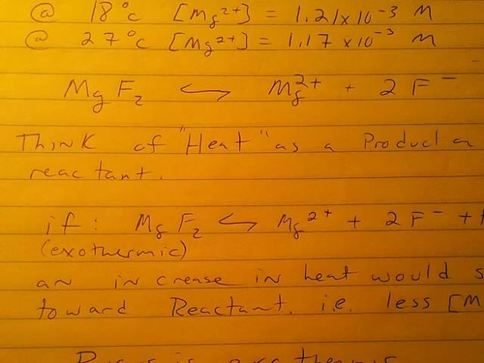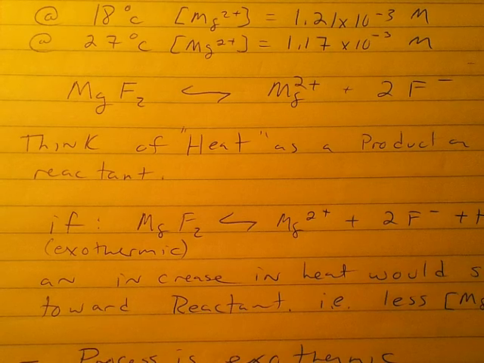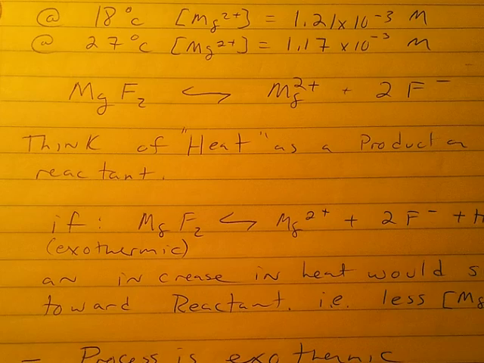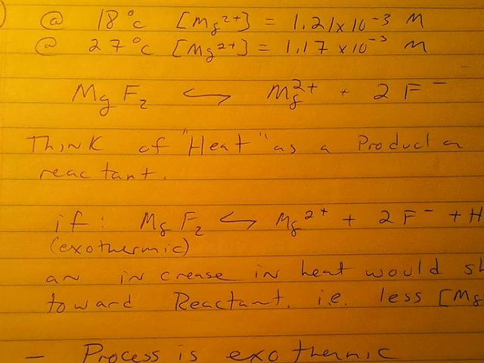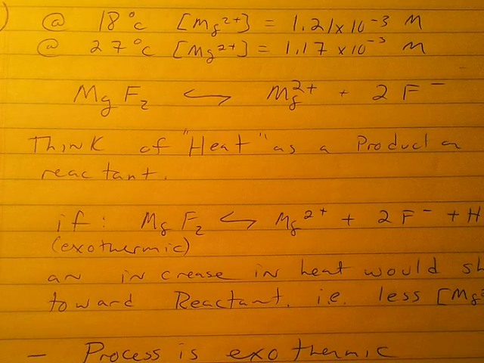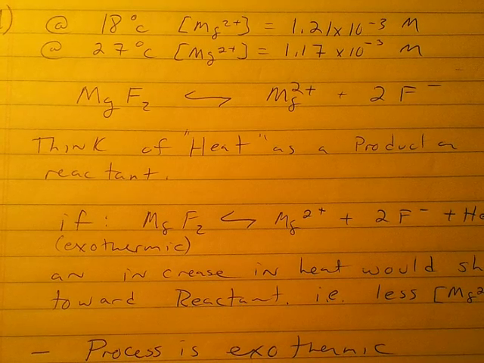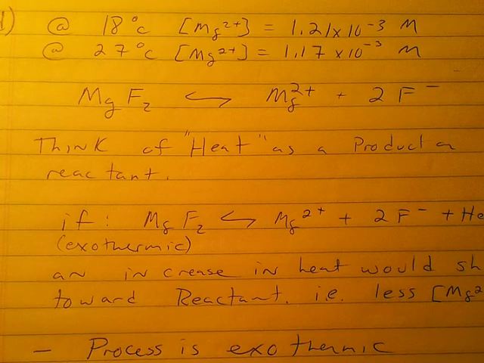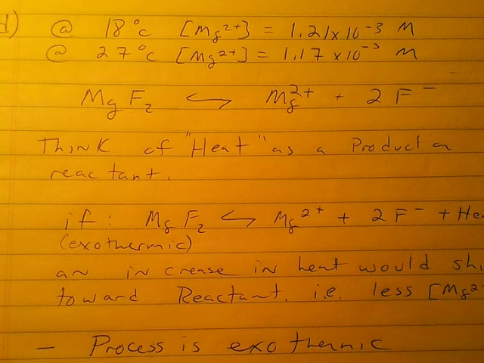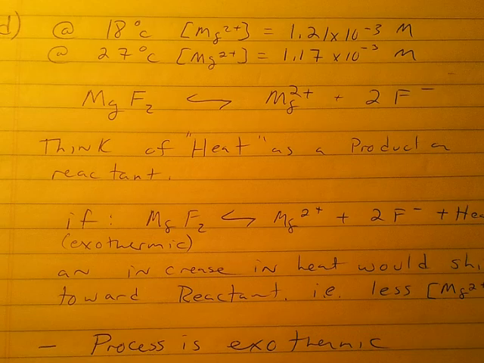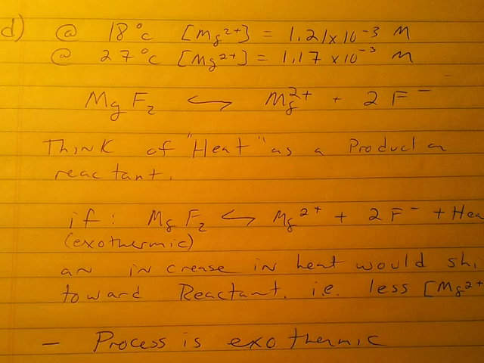And part D says at 27 degrees Celsius, the concentration of magnesium in a saturated solution of magnesium fluoride is 1.17 times 10 to the negative third. Is the dissolving of magnesium fluoride in water an endothermic or exothermic process? Give an explanation, support your conclusion. So this is really a Le Chatelier question. And remember that Le Chatelier says if we stress an equilibrium equation on either side, the balance will shift to minimize the stress. So what we're going to do is pretend like heat is either a product or a reactant.